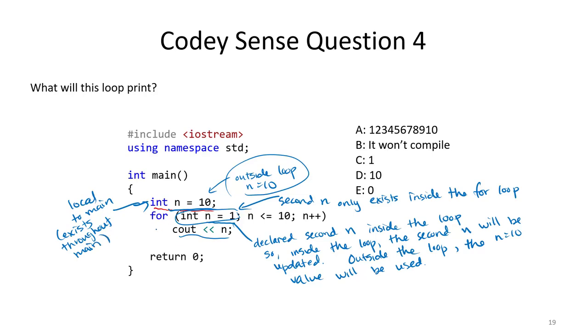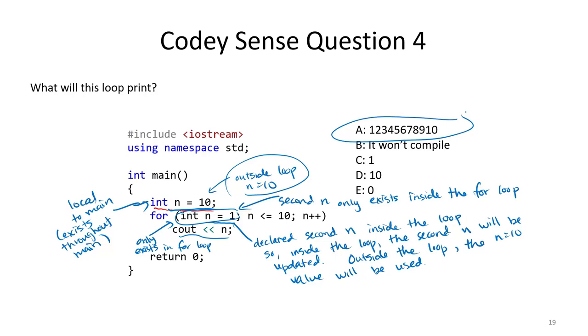And the second version of n only exists in the for loop. So that second n is local to the for loop. So looking at this code, we can therefore conclude that the correct answer will be choice A, because inside our for loop, we're going to be outputting the numbers 1 through 10.